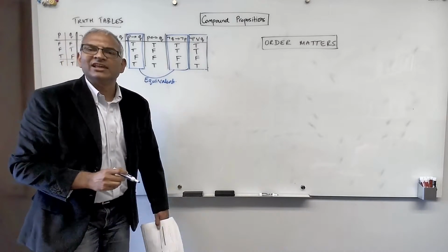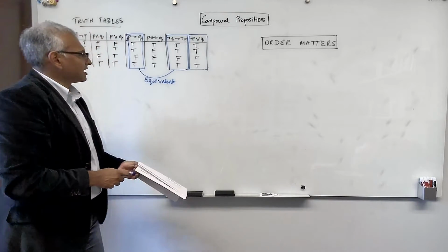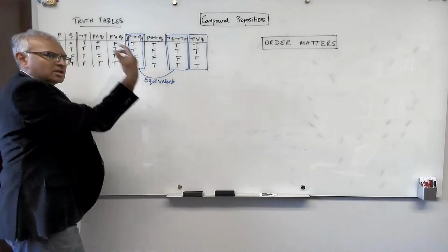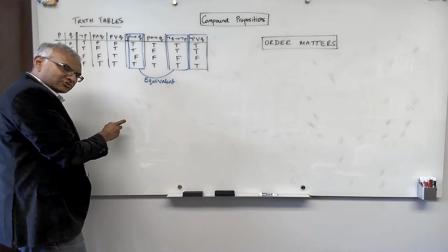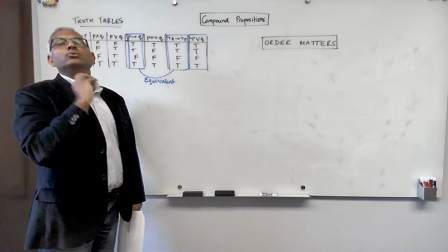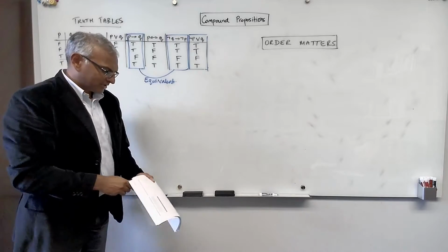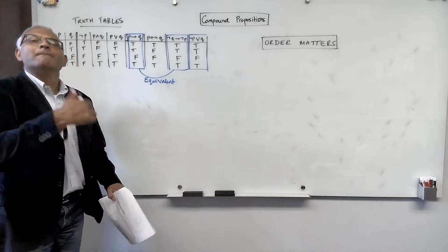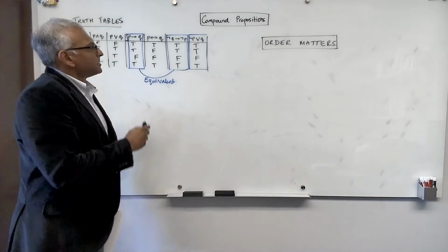Remember, that's what equivalent meant. It meant that whatever the truth value, if one thing is true, the other thing is true. If one thing is false, the other thing is false. So it's possible for compound statements to be equivalent. Okay, and we can evaluate the truth value of compound statements.